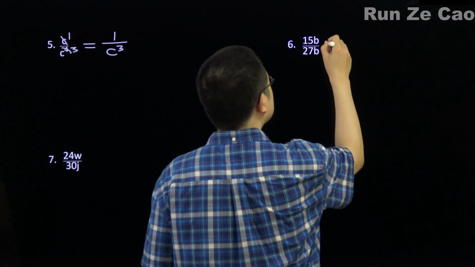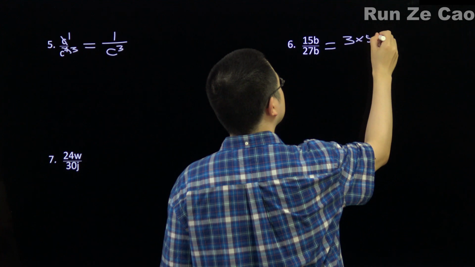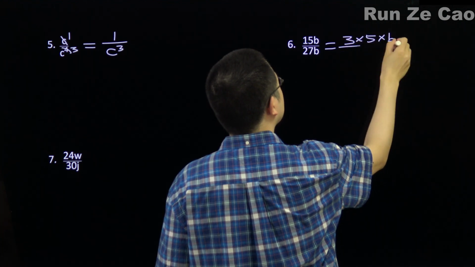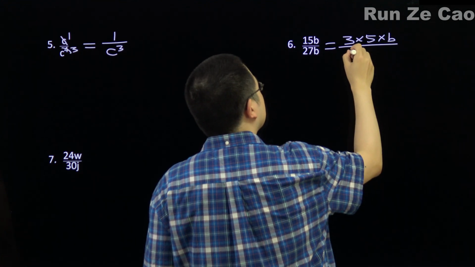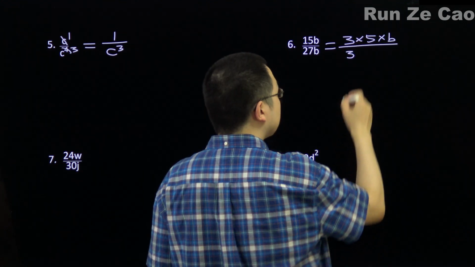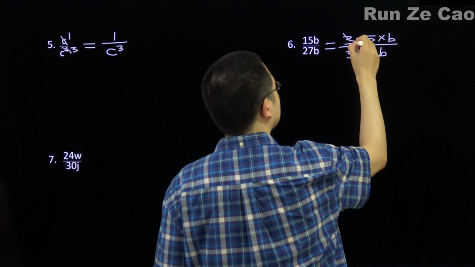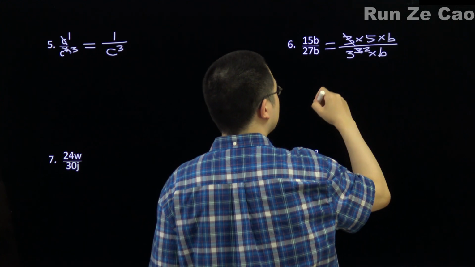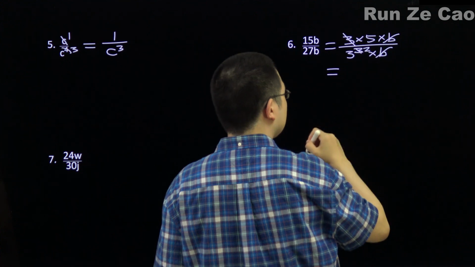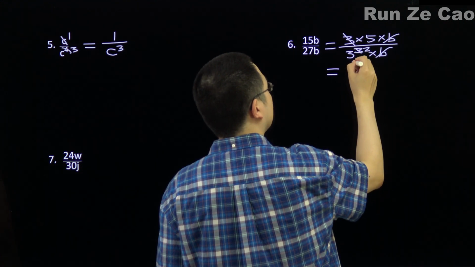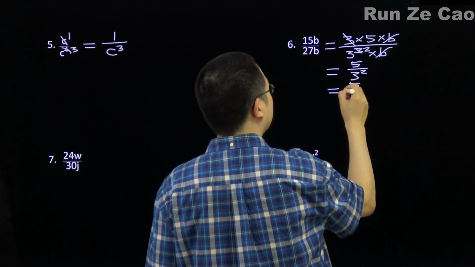15b over 27b. 15 is 3 by 5 times b. Over 27 is 3 by 9. So that's going to be 3 by 3 by 3, so 3 to the third power, times b. Now we can cancel this to a 2, and the b's also cancel. That leaves us with 5 over 3 squared, or 5 over 9.